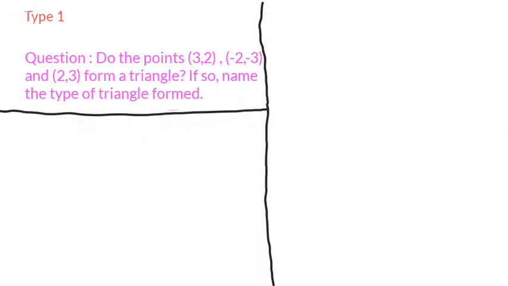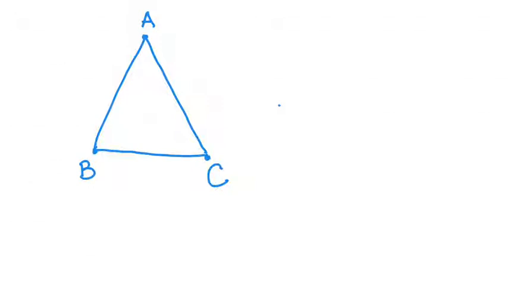Here is the first question. Do the points (3, 2), (-2, -3) and (2, 3) form a triangle? If so, name the type of triangle formed. Before we move on to solve this question, we need to recall the fact that in a triangle, the sum of the length of any two sides is always greater than the third side.